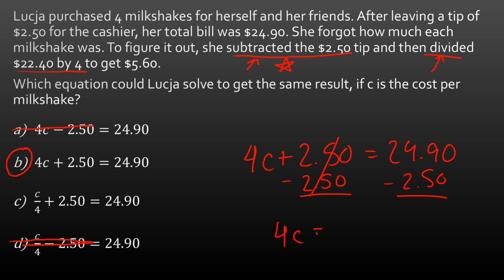Then I'm left with 4C equals 2240. The next thing to get C by itself, if I were to solve this, is I would want to divide both sides by 4, which again is this next step where it's saying she's dividing by 4. And when she does that, she figures out that each milkshake was $5.60.